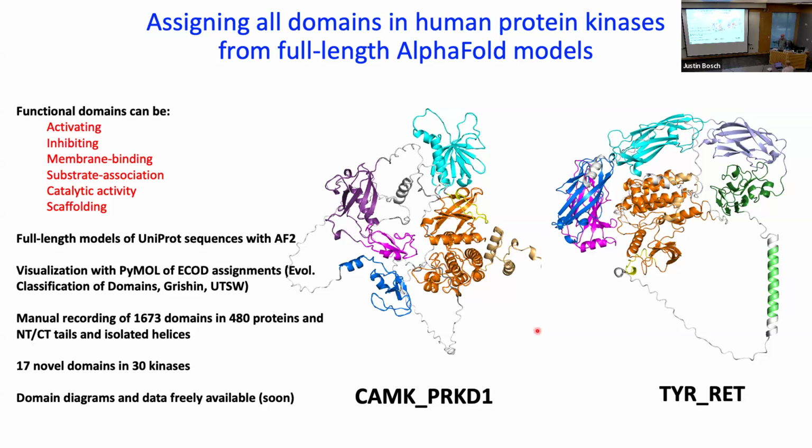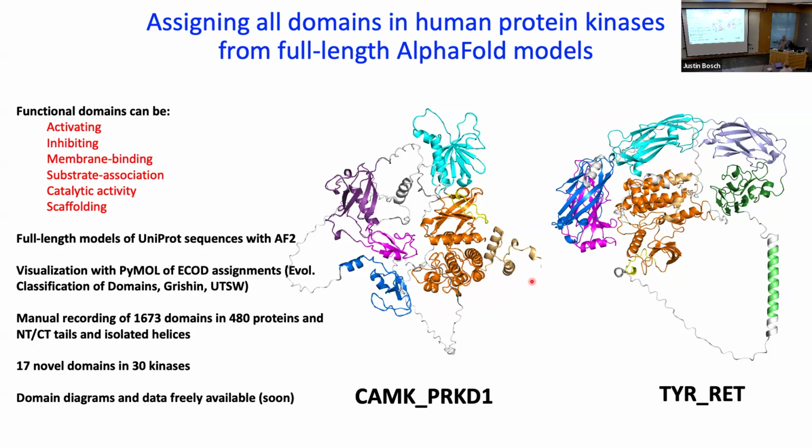So most kinases have other protein domains that help with the function. They help with activating it, inhibiting it, membrane binding, substrate association, all sorts of different things. So here are two examples, PRKD1 and RET, where I've colored every domain a different color. So you can see how complex they are and all of the disorder.